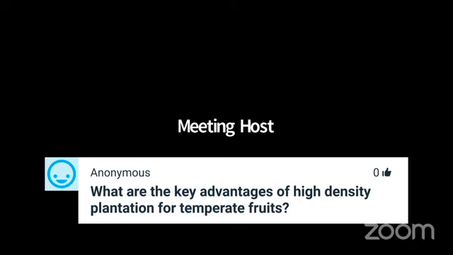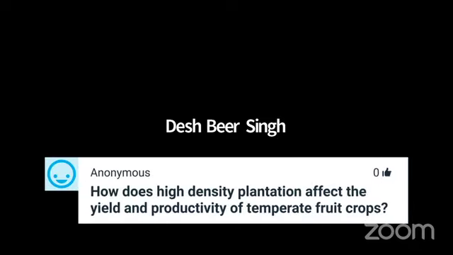How does high density plantation affect the yield and productivity of temperate fruit crops? Actually, when we go for a modified canopy architecture system and high density plantation, there is more light interception, and distribution of light is very important. It determines how the energy from the sun is taken by the plant in an appropriate manner, and there is more color development and more juice. Moreover, the distribution of light from sunrise to sunset is very uniform, and disease management is very easy.